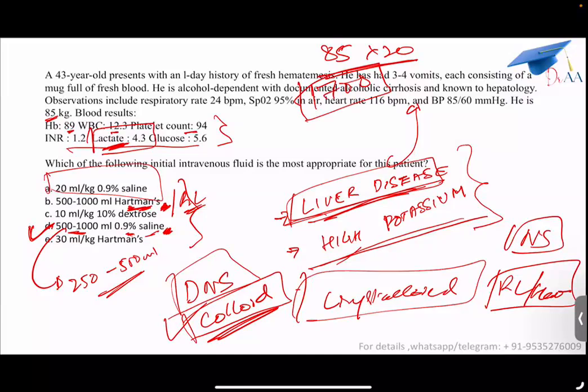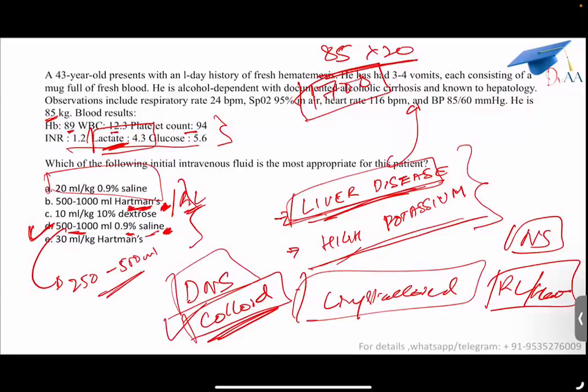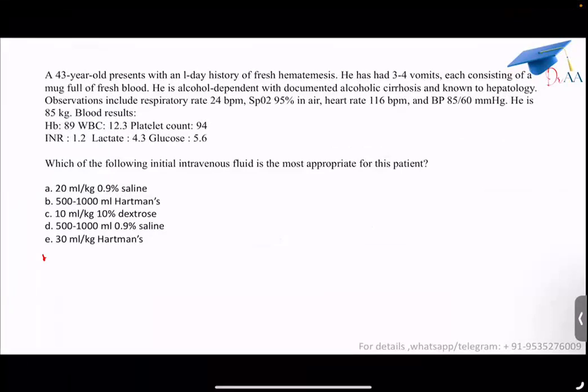Okay, sir, thanks. Last question: if there is blood, can we give blood for this patient? Yes. If blood is there, then start with blood transfusion immediately. For example, if this question had one more option saying PRBC, then start with PRBC, because it's a hemorrhage, so give blood. Blood is the best one.